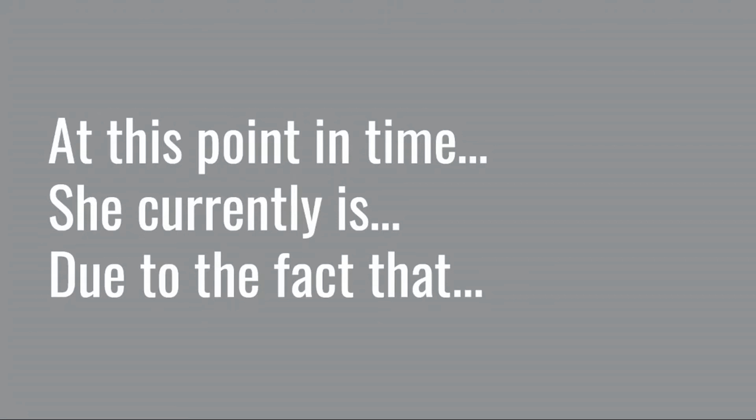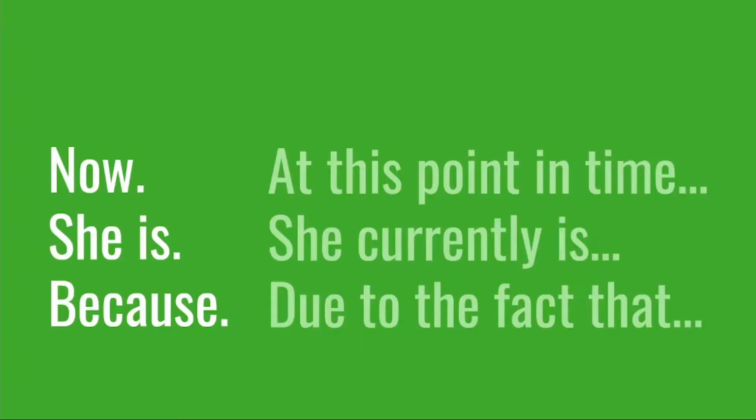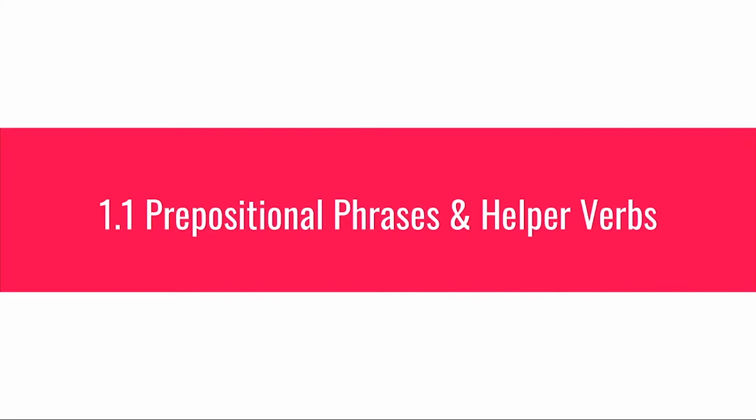Here's a few other examples. At this point in time, she currently is, and due to the fact that, could just be now, she is, and because. Prepositional phrases and helper verbs are also some things that can slow down our content and make it less engaging, and again, put more words in there.